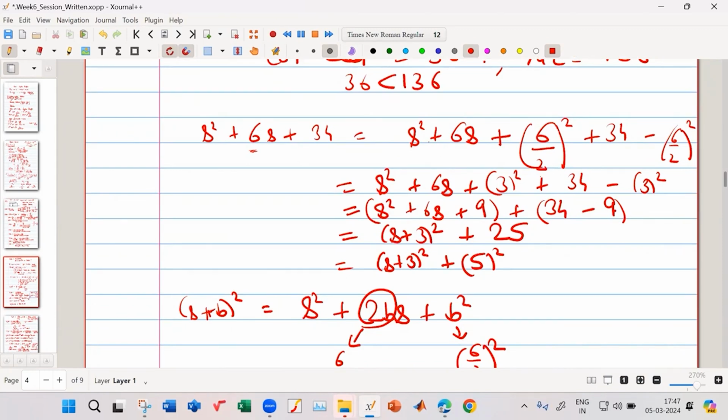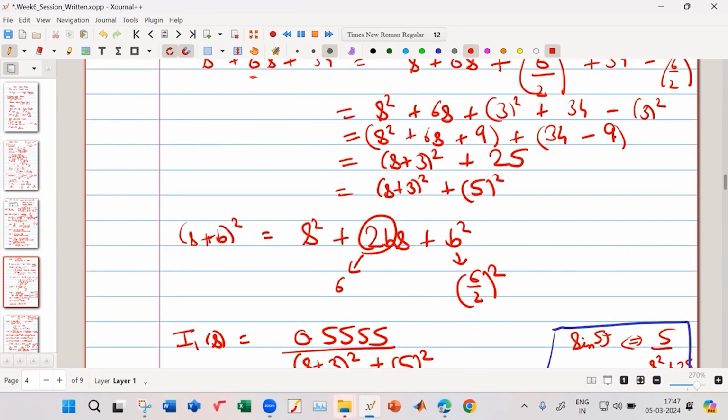That is why I had to do this whole completing the square. In the 6S, I had to do a 6 by 2 square. Then also, because I'm adding something, I have to subtract the same value. So I subtract the same value. Then I find it to be of the form S plus 3 the whole square plus 25. So 25 is 5 square.